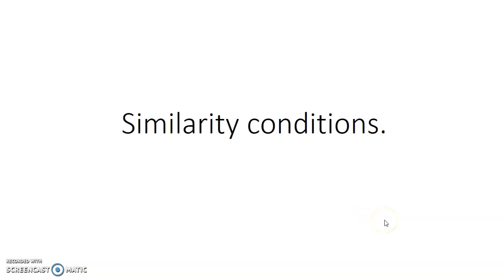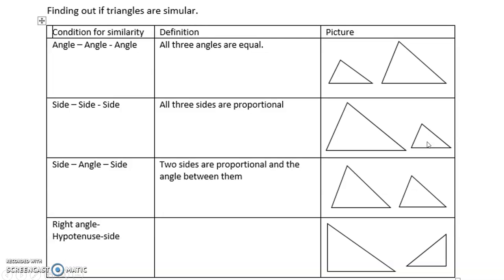So here we're still looking at similar triangles, and now particularly the conditions that allow them to be similar. Now there are 4 conditions that could be met to allow this to happen. It could be angle, angle, angle, and that means that all 3 angles are equal.